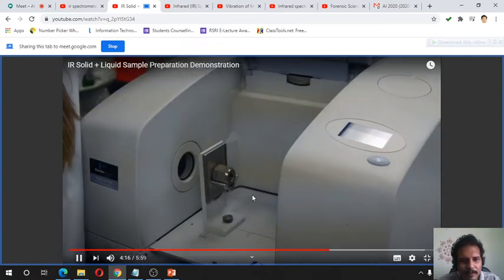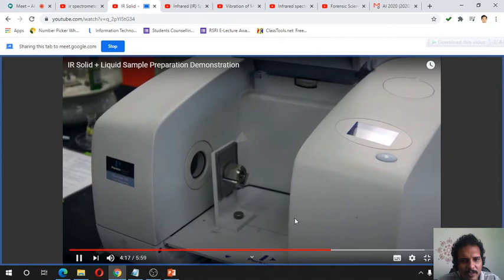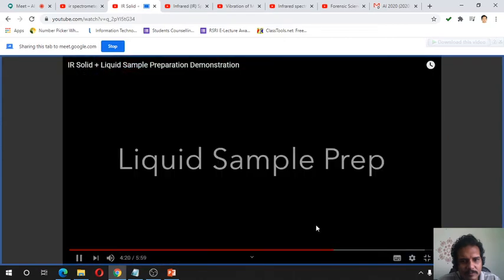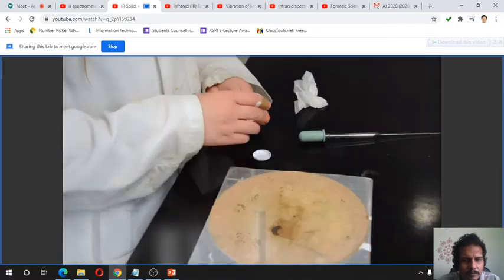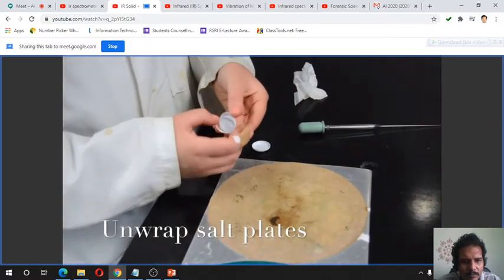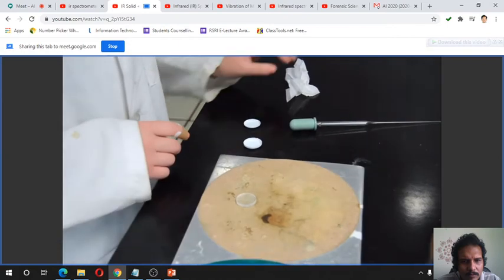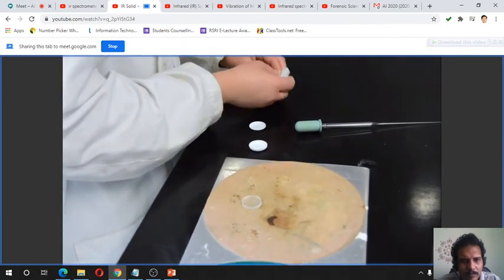Bolt in the machine and then hit scan. This is an IR spectrometer. The spectrum will be produced. Luckily, liquid sample prep is much easier. To prepare a liquid sample, take the salt plates from the desiccator.